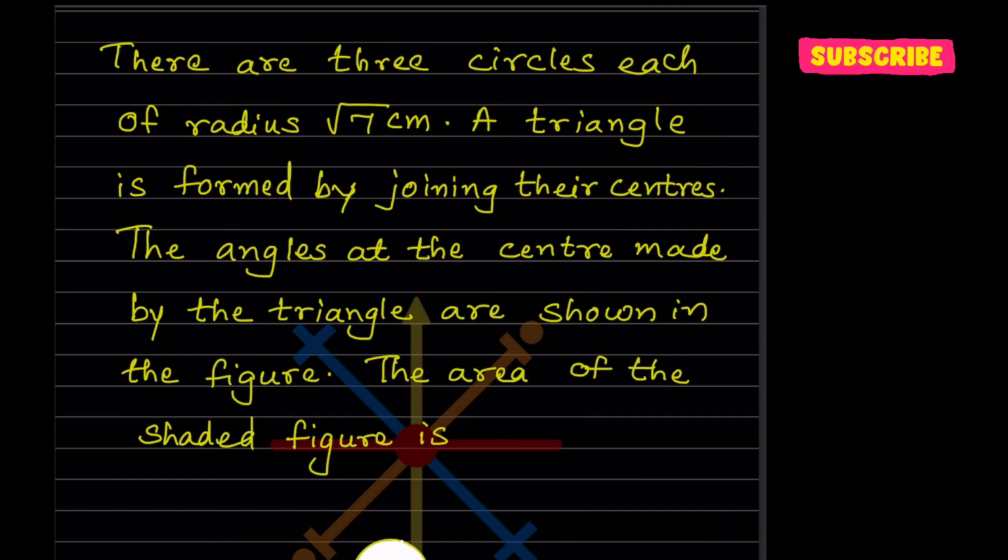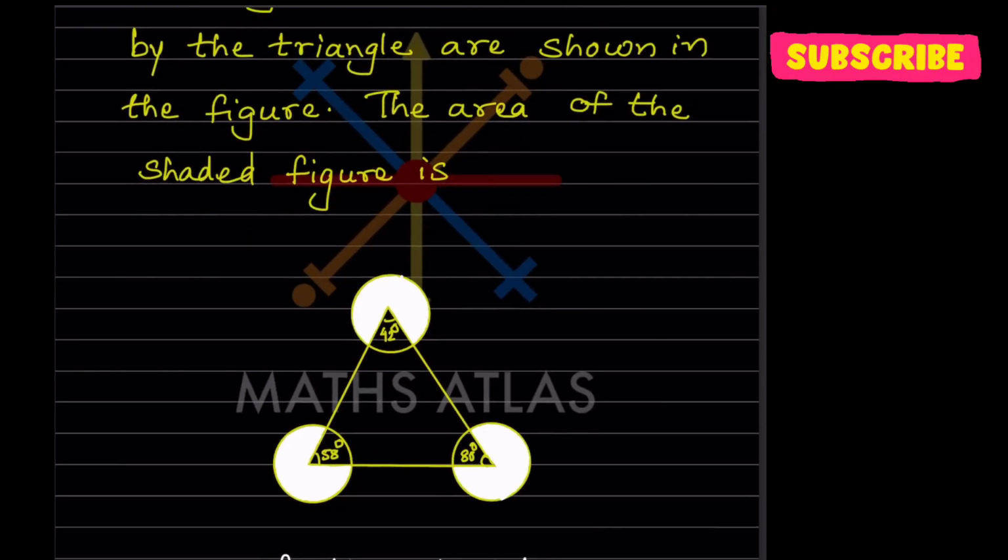So today let us see how to solve this question. There are three circles, each of radius √7 centimeter, and a triangle is formed by joining their centers. The angles at the center made by the triangle are shown in the figure. So this is the figure given, and we have to find the area of the shaded figure. This area we have to find out.